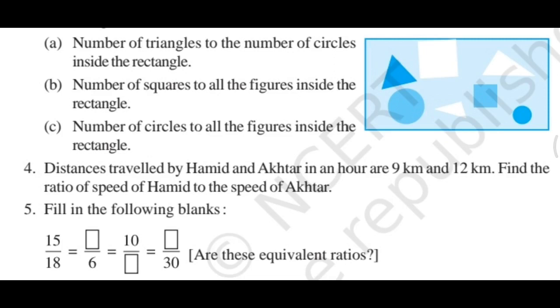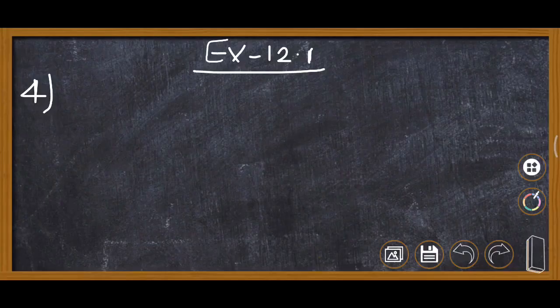Now here we are required to find the ratio of their speeds. So first of all we will find out the speed of Hamid and then we will find the speed of Akhtar. You know that the formula of speed is distance upon time. So here distances are given and time we will take 1 because these distances are covered in 1 hour. Now let's solve it.